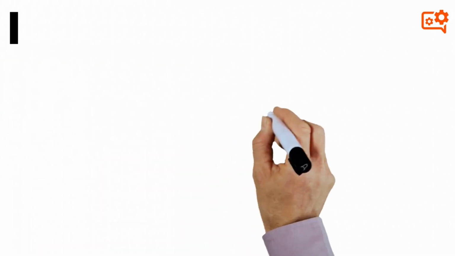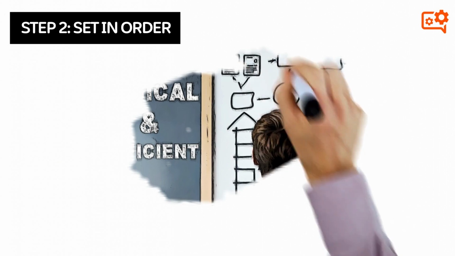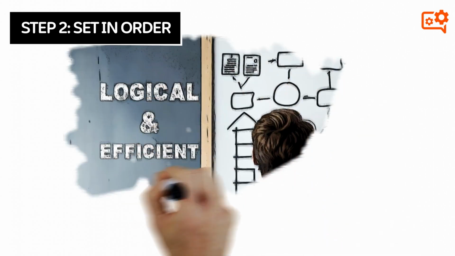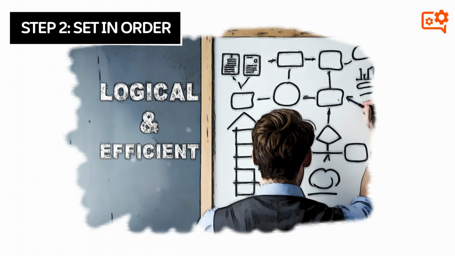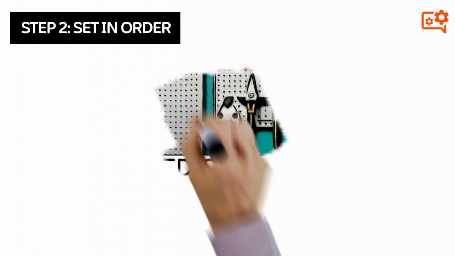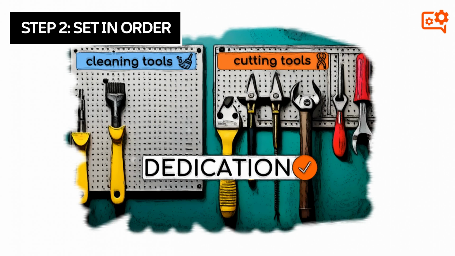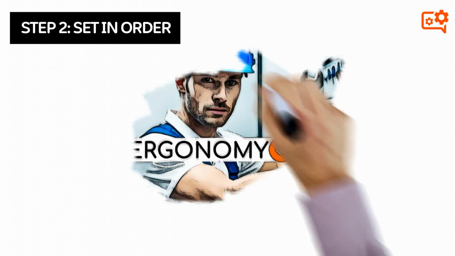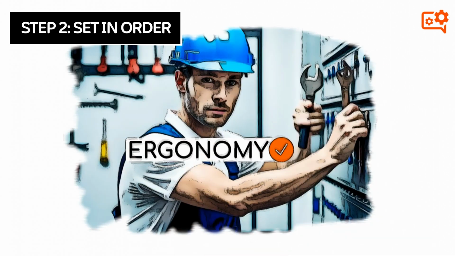Set in order is the next step, which involves organizing items in a logical and efficient manner. Consider how you use each item and place it in a location that complements your workflow. Create a designated spot for each item, using visual aids such as labels and color coding to identify where each item belongs. Place frequently used items in easy-to-reach locations and less frequently used items in less accessible locations.